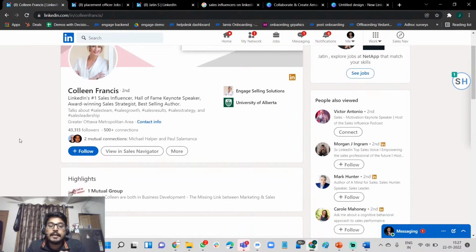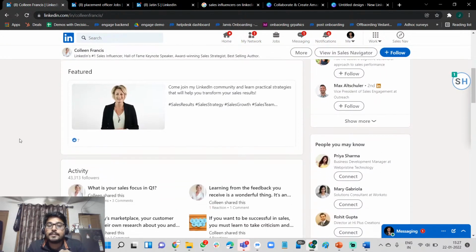Then moving ahead, we have the featured section. This is the section where you can upload your resume, maybe a video resume that speaks about your skill set and other things. For example, any research paper. If you are in engineering, you might have done some research. All such research papers you can upload. Anything that speaks about your skill set, you can upload.